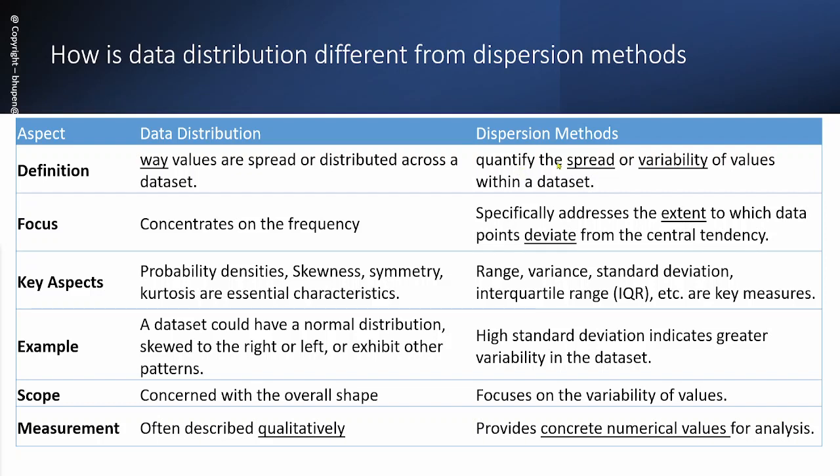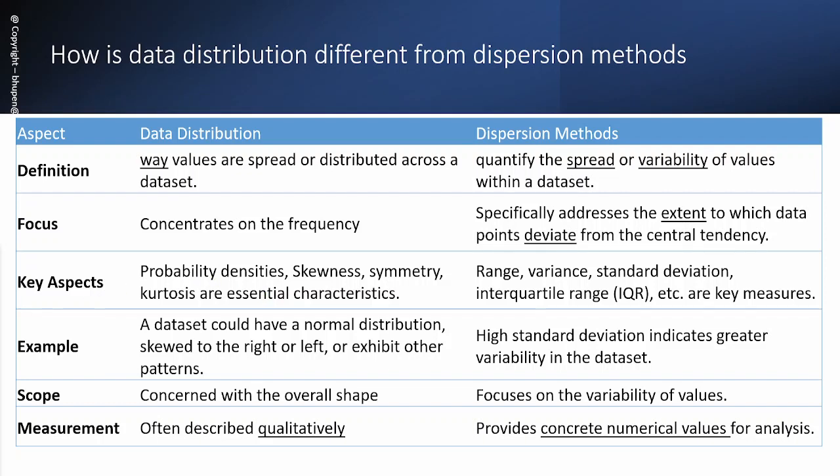Dispersion also talks about the spread, but more in terms of quantifying it and the variability of values within the data from the center point. The focus of data distribution is to understand or concentrate on the frequency where most of the values occur. In the dispersion method, the focus is on the extent to which the values deviate from the central point.